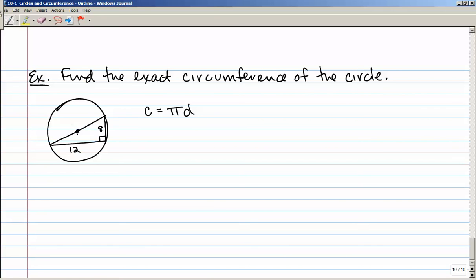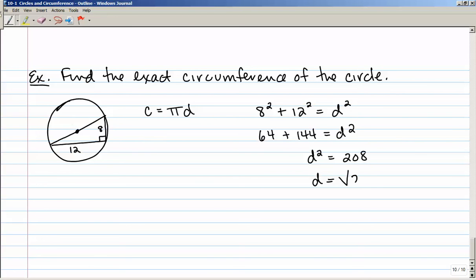It's not a 45, 45, 90. It's not a 30, 60, 90. So I'm going to have to use the Pythagorean theorem. So 8 squared plus 12 squared equals, I'm going to call it D since it is the diameter, D squared, or 64 plus 144 is D squared. D squared is 208, so the diameter is the square root of 208, which if you factor tree that and simplify it, you will get 4 square root of 13.